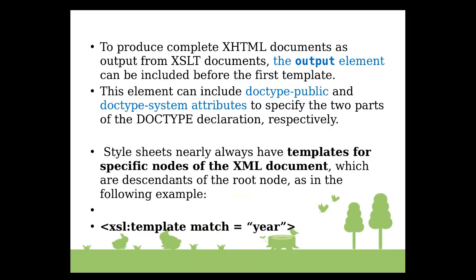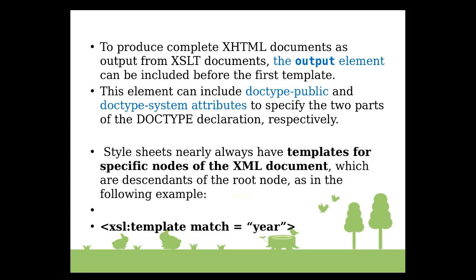Then to produce the complete XHTML document, we need one more element, that is output, and that must be included before the first template. This element can include two attributes, doctype-public and doctype-system, to specify two parts of the doctype declaration. And style sheets always have templates for the specific nodes of the XML document, which are the descendants of the root node. An example is given here.